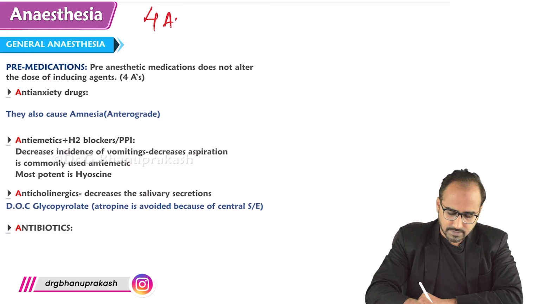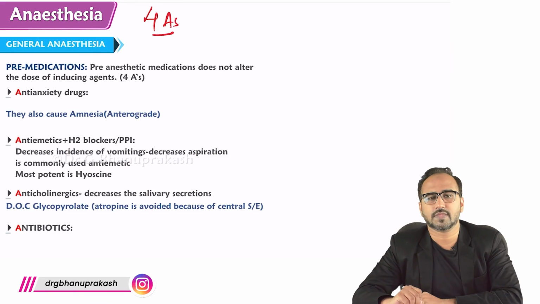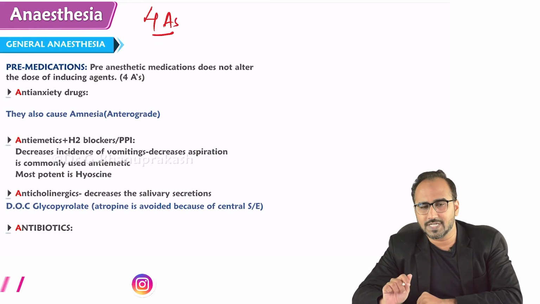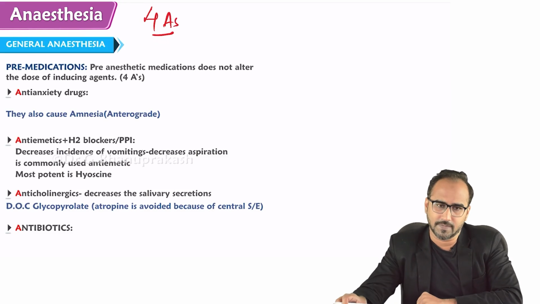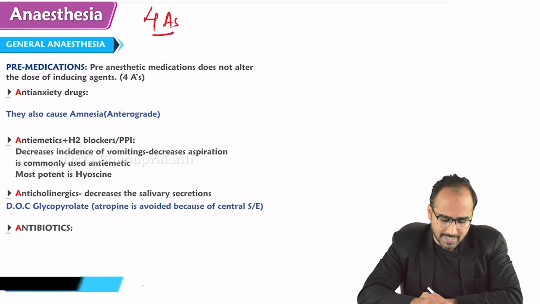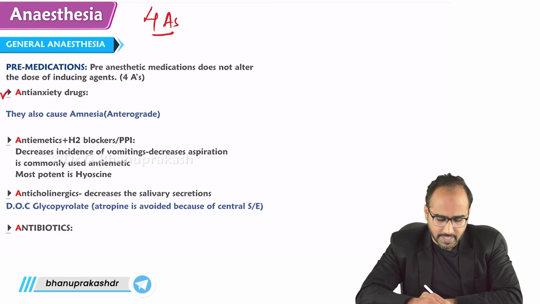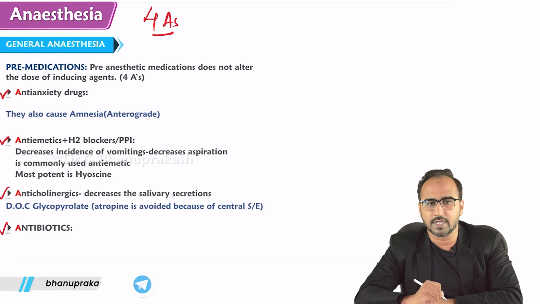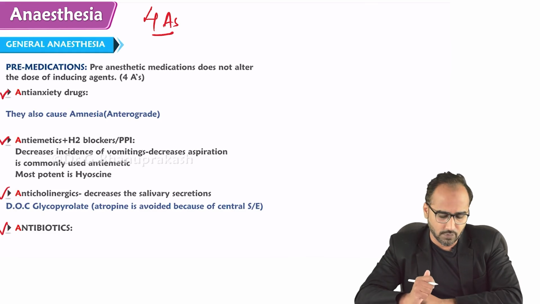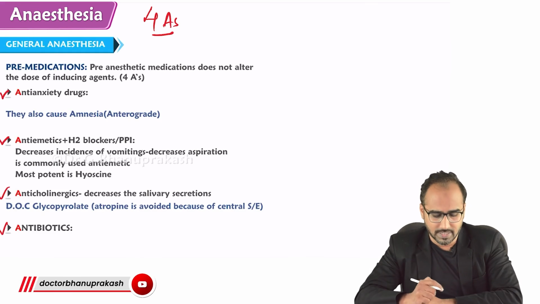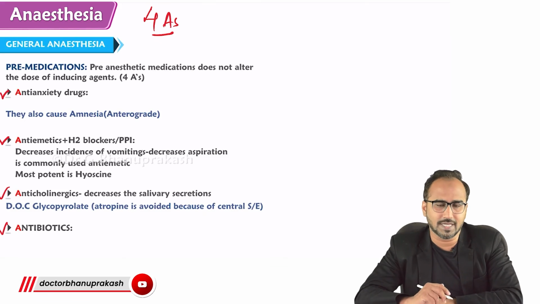The pre-medications that we give are nothing but 4 A's. We give 4 pre-medications which start with the alphabet A. The first is anti-anxiety. Next is anti-emetic. Third is anticholinergic. Fourth is antibiotic. Right guys? So the 4 pre-medications, or 4 A's: anti-anxiety, anti-emetic, anticholinergic and antibiotic.